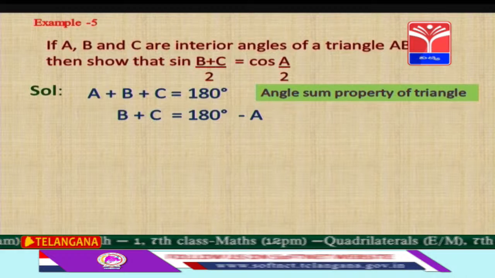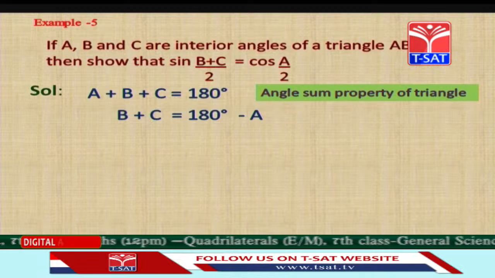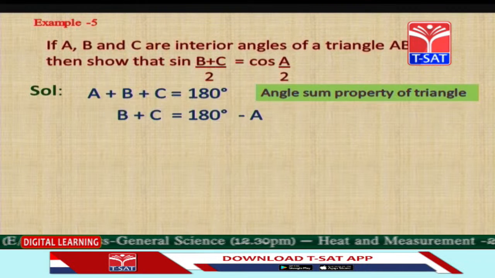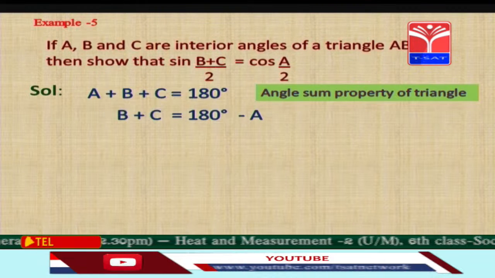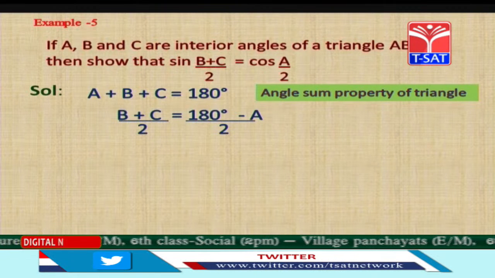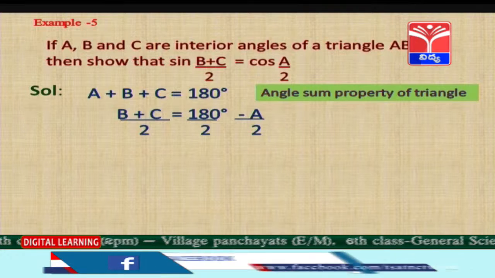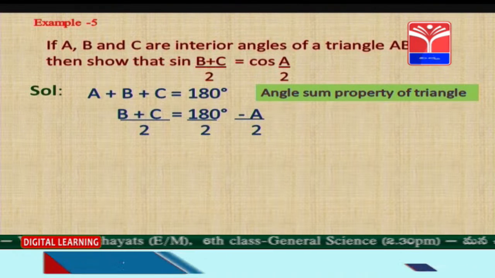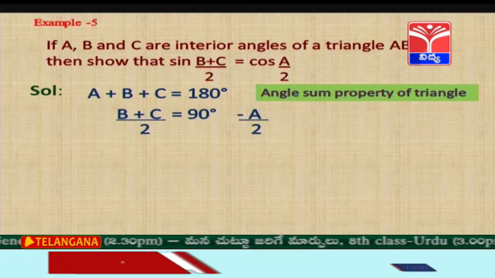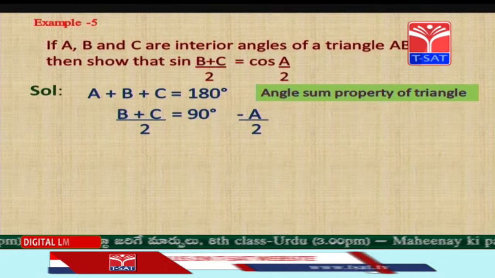Now, if I take A from left to right, what do you get? B plus C is equal to 180 degrees minus A. I will divide both the left hand side and right hand side by 2. I have a chance to separate them. What will I get here? 180 by 2 becomes 90. So, B plus C by 2 can be written as 90 degrees minus A by 2.